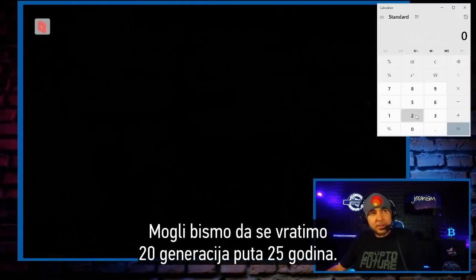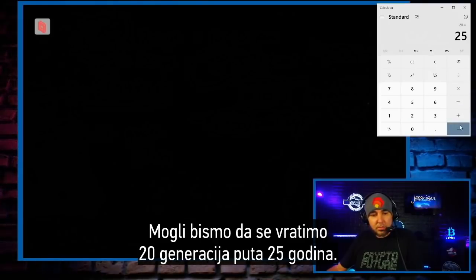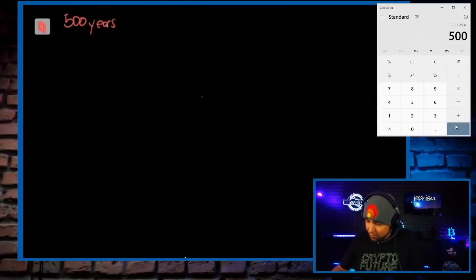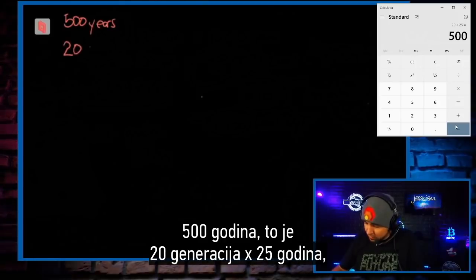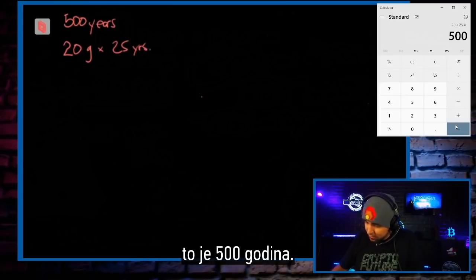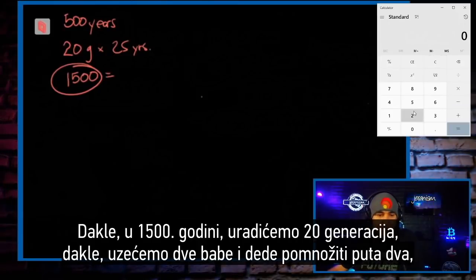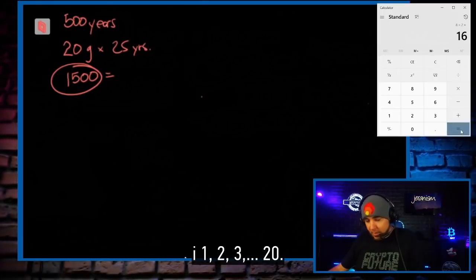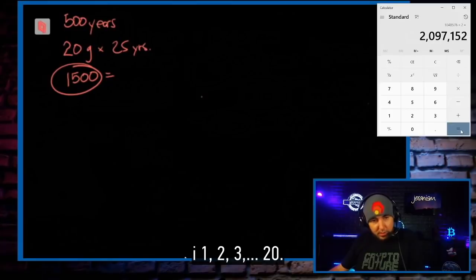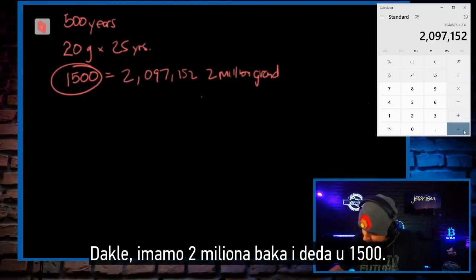We could say, let's just go back 20 generations times 25 years. Okay, so that's only 500 years. 500 years, that is 20 generations times 25 years. Okay, it's 500 years. So that puts us at the year 1500. So in the year 1500, now again, we're going to do 20 generations. So we're going to do 2 grandparents times 2. And 1, 2, 3, 4, 5, 6, 7, 8, 9, 10, 11, 12, 13, 14, 15, 16, 17, 18, 19, 20. Okay, so we have that 2 million grandparents in 1500.